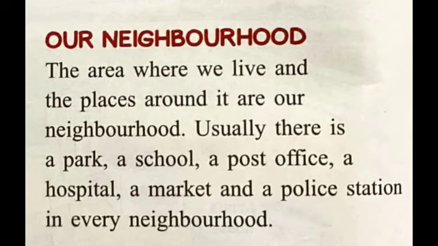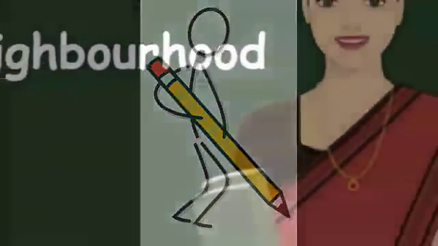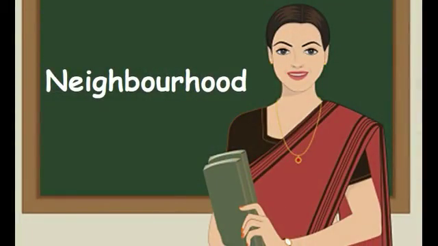Our neighborhood. The area where we live and the places around it is our neighborhood. Usually, there is a park, a school, a post office, a hospital, a market, and a police station in every neighborhood. Slaters, underline the word neighborhood. N-E-I-G-H-B-O-U-R-H-O-O-D, neighborhood.